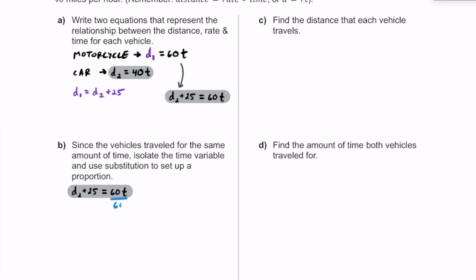We can do that by just dividing both sides by 60 over here. If we go ahead and do that, we find out that time is going to be equal to d2 plus 25 all over 60. Okay, so that's going to be our time, isolating for the motorcycle.